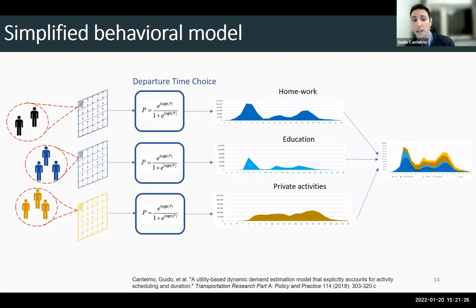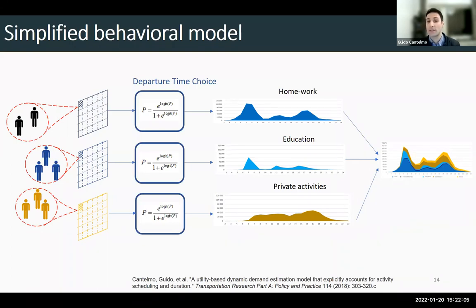So with all this information, the simplified behavioral model will look something like this. We start from any type of demand model we have. It could be a synthetic population, an activity-based model, really whatever. And then we group users into groups with similar characteristics. For each of them, we create an origin-destination matrix of users who belong to the same demand segment. For instance, we will have one matrix for the home-work commute, one for education, one for private activities, and one matrix for each activity you want to model.